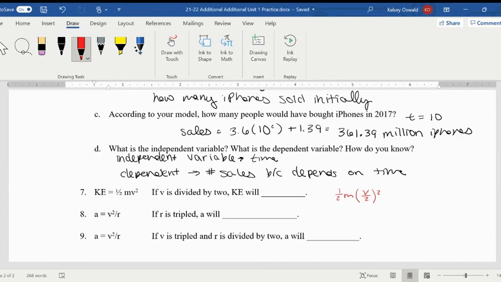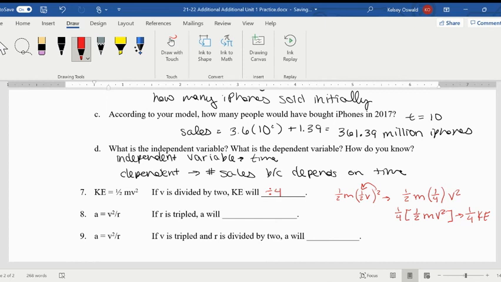Okay? And another way to write this, that might make it a little bit easier to see, is if we do 1/2 v. Okay? Because when we do that then, since we're squaring v, if we take half of v, our equation is really going to be multiplied by 1/4, because we also need to square that 1/2. So if we pull that 1/4 out to the front, we can see we're going to have 1/4 of our original value. So that means if we have 1/4 of our original 1/2 mv squared, we're also going to have 1/4 of our kinetic energy. So KE will also be divided by 4.